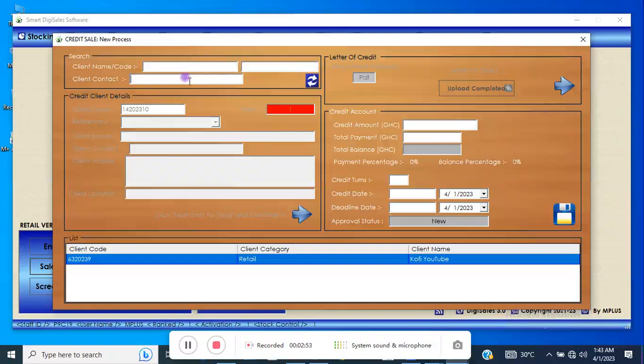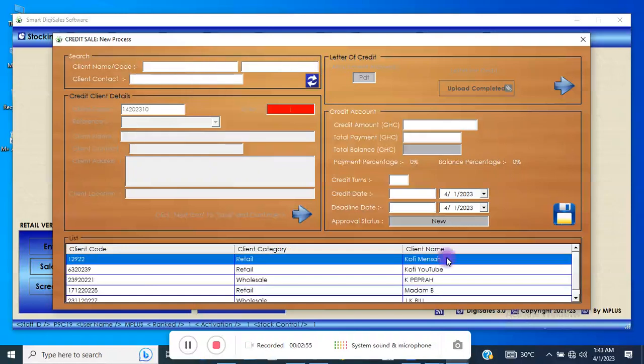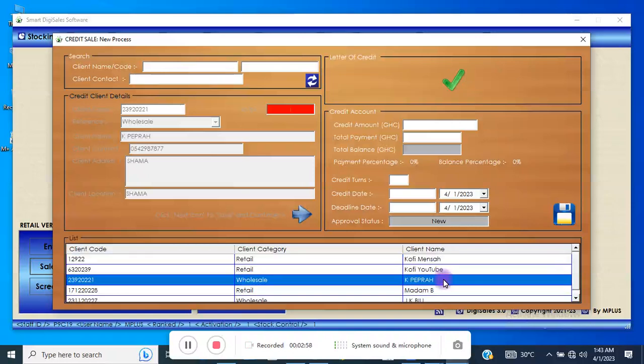Then you search for K Pipra again, because you need to fill K Pipra's information. So when you click on it, it will tell you K Pipra's credit letter is being saved. So you are okay. Then you come to the account of K Pipra. So you write the amount of money K Pipra wants, the worth of goods, the total worth of goods. So let's say it's worth 1,000 and K Pipra is planning to deposit 200.